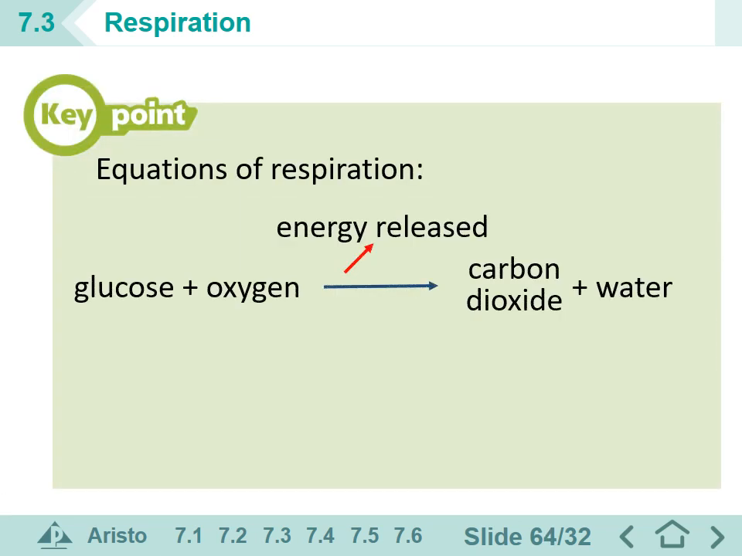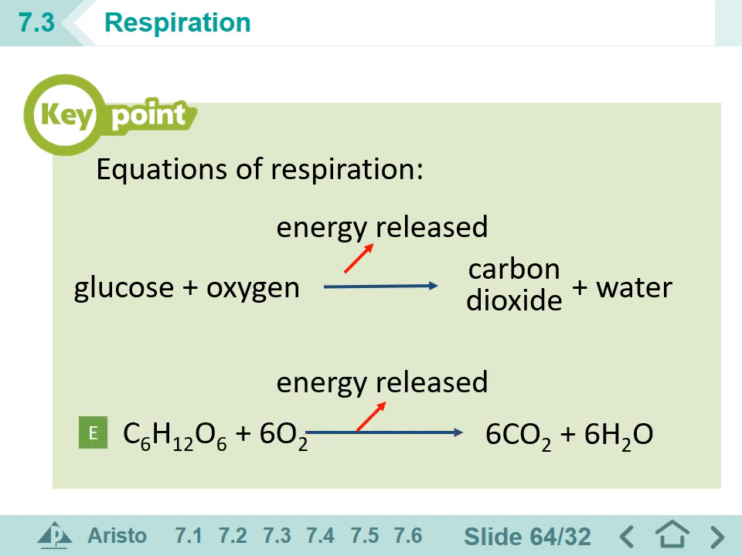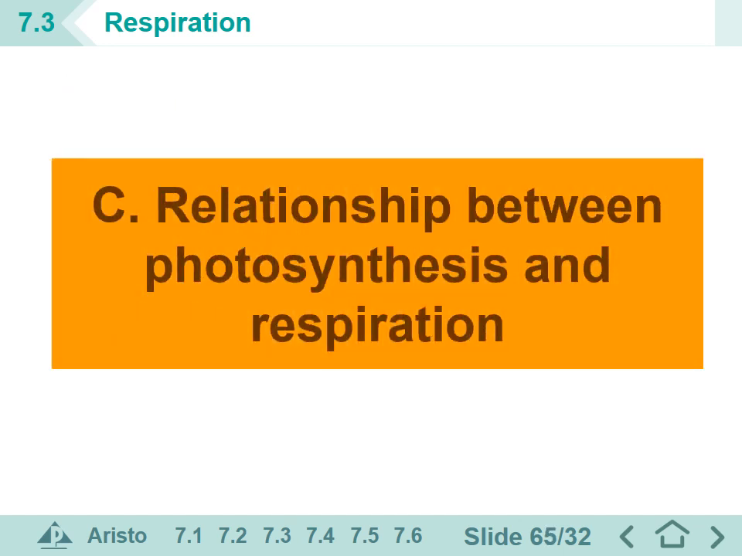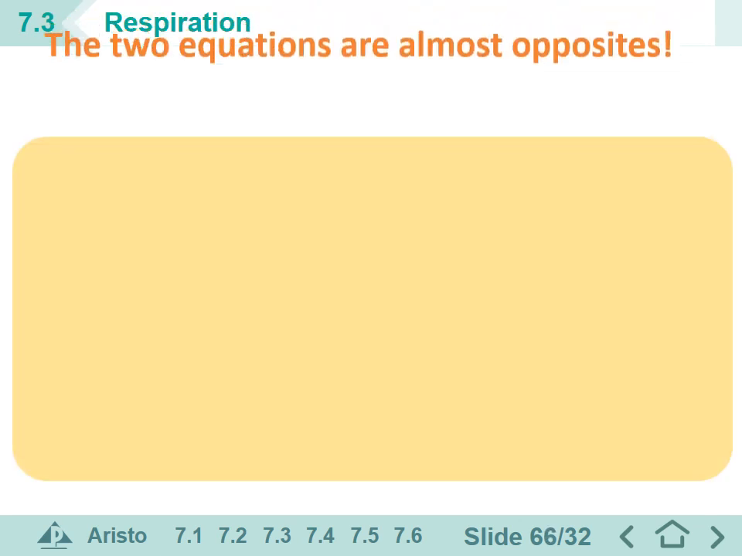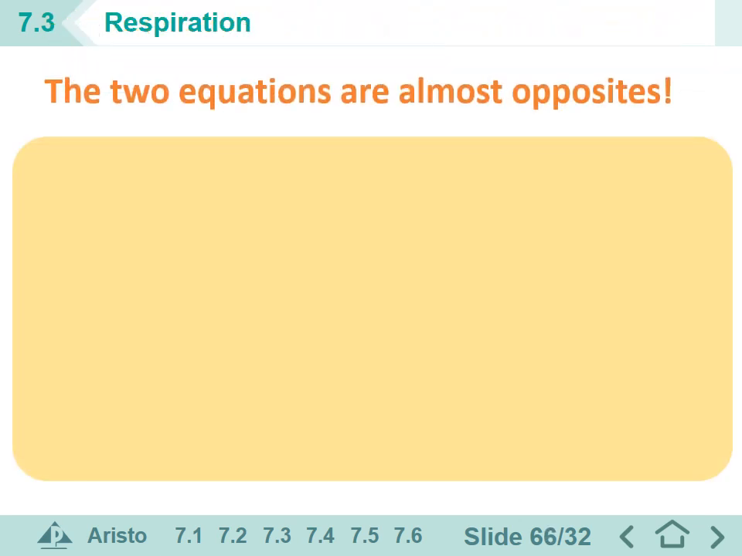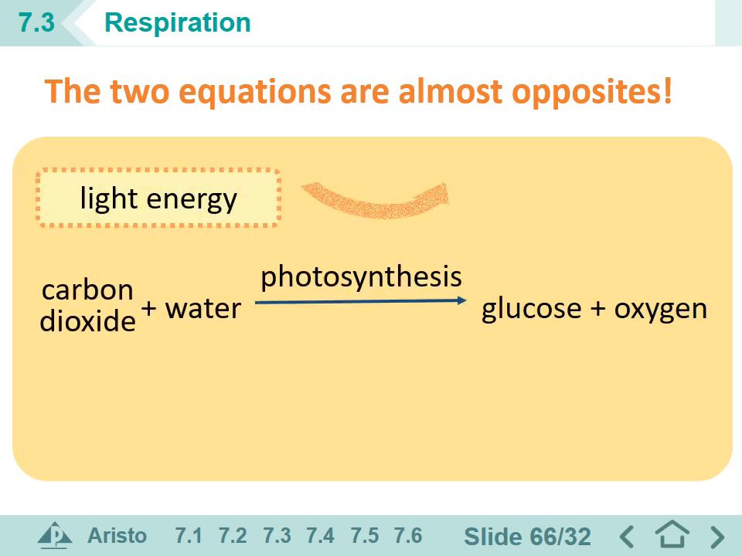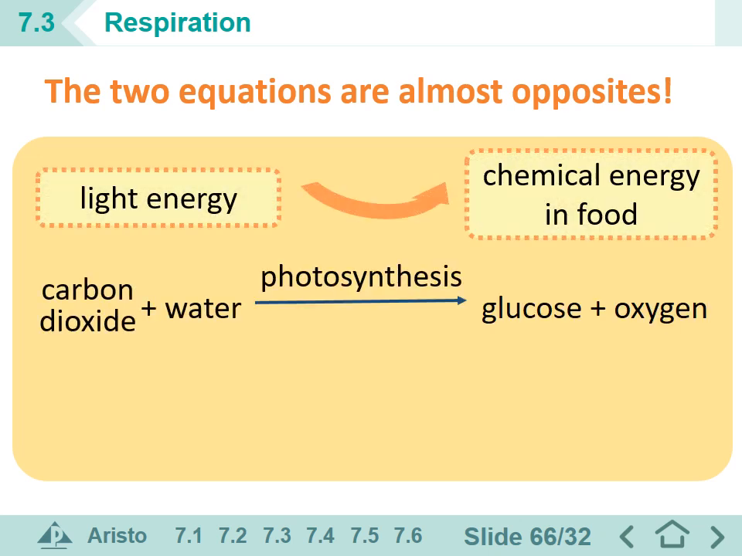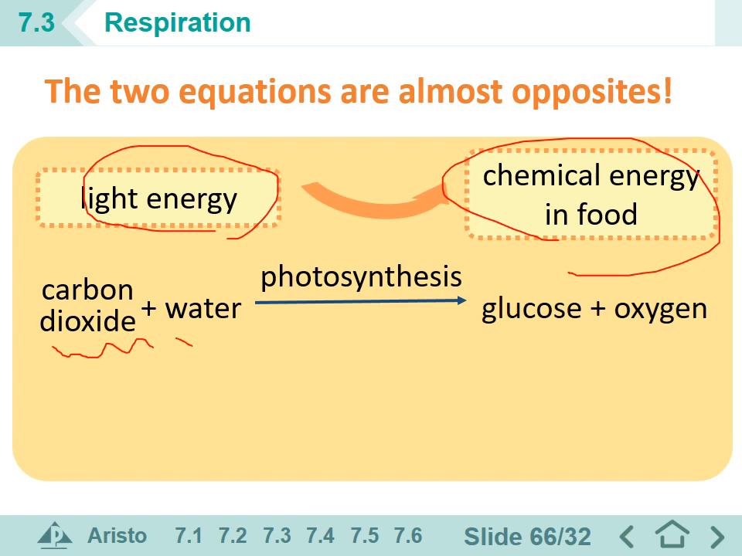So the equation for respiration: glucose plus oxygen equals carbon dioxide plus water, and then the energy is released during the process. So here is the chemical equation. And then the relationship between photosynthesis and respiration is almost opposite. Okay, so here are the equations for photosynthesis. We convert the light energy to the chemical energy in the food. So we use carbon dioxide and water to make glucose and oxygen.